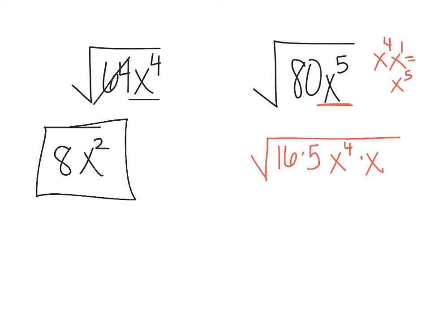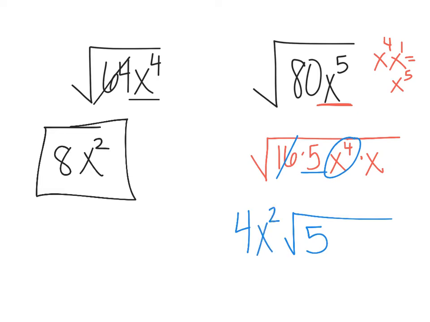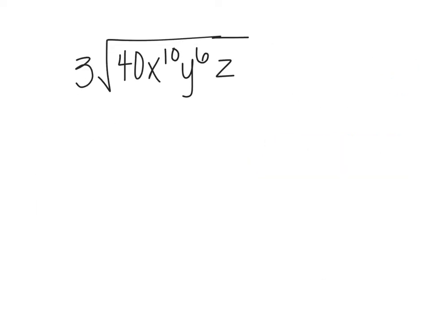So now let's go ahead and do the square root of 16, which is 4. Okay, square root of 5, I can't simplify that down. Square root of x to the 4th, what times what is x to the 4th? Well, x squared would give me that. And then I still have that x here. So this would be my final answer.